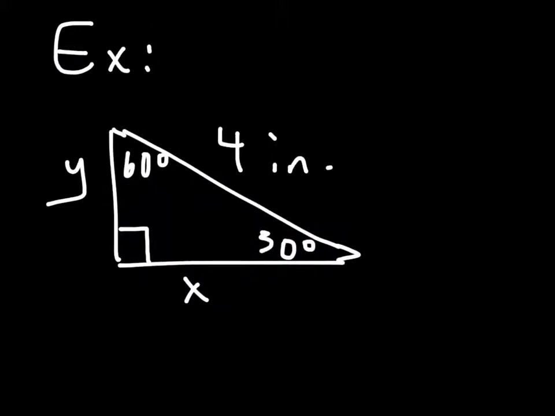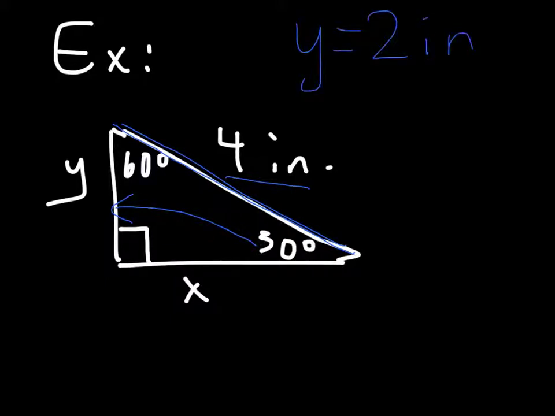So I say, okay, I know that this hypotenuse is 4 inches, and I want to know the lengths of the other two sides. Well, I know that the side across from the 30 is the smallest side, and that the hypotenuse is 2 times that amount. So side y is going to be 2 inches long. It's just half of the length of the long side.